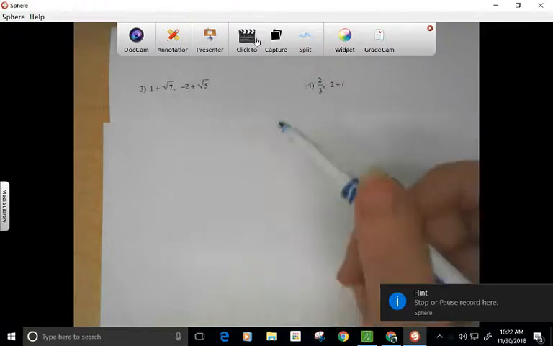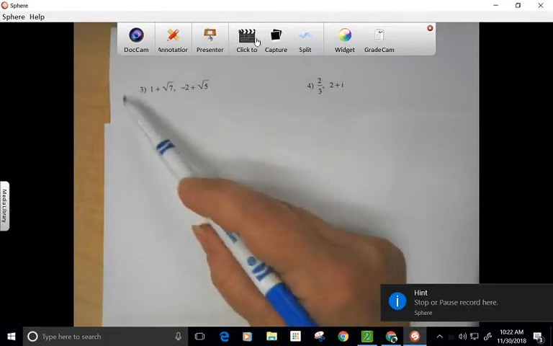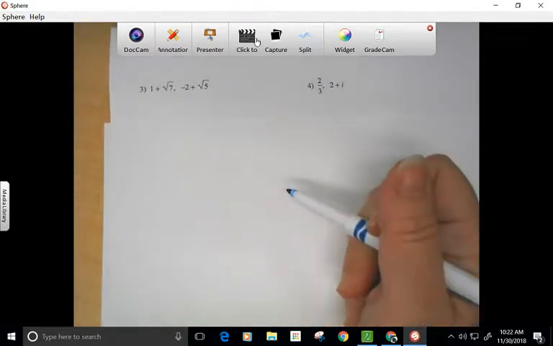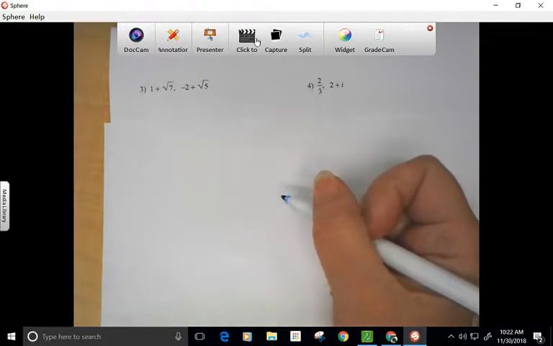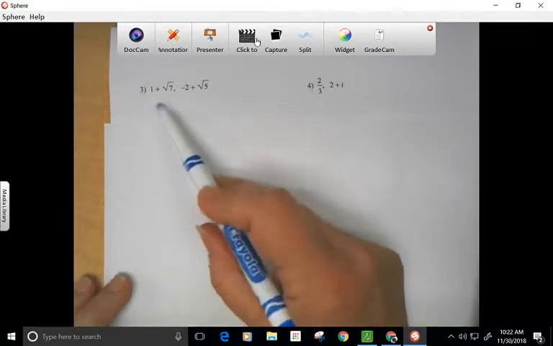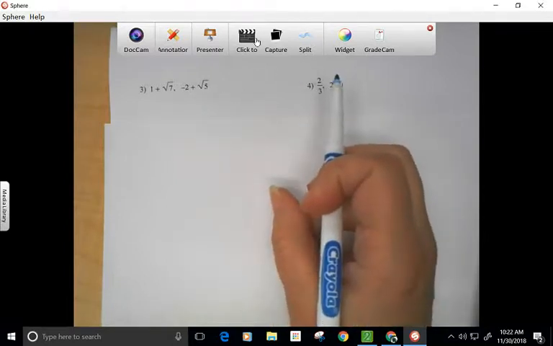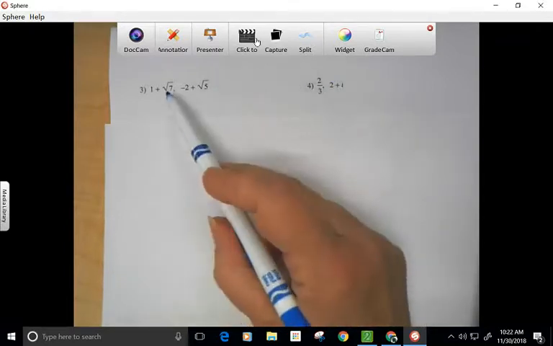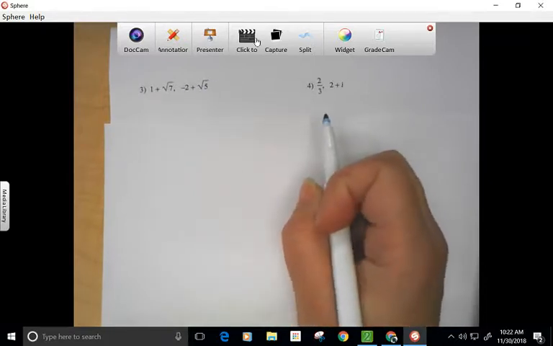Hi guys, we're going to continue working on writing our polynomials when we are given the roots or the zeros of a polynomial. So in this case, what we're working with are those that have irrational roots, meaning that it's not just a set of whole numbers or fractions that we can work with. We have to think a little bit more about what to do when there are radicals in the root. So we're going to start with example 3.